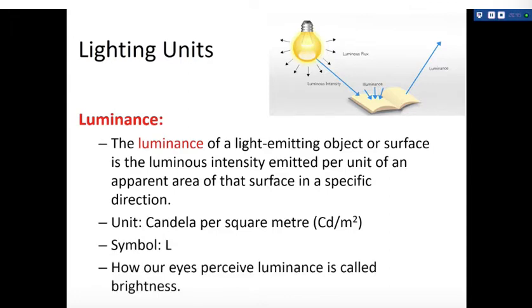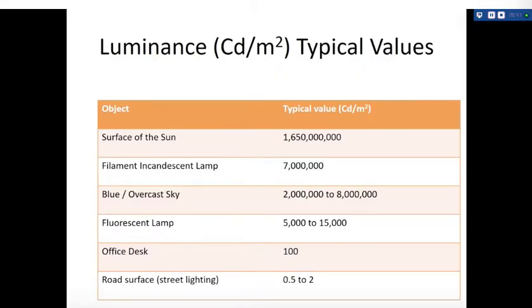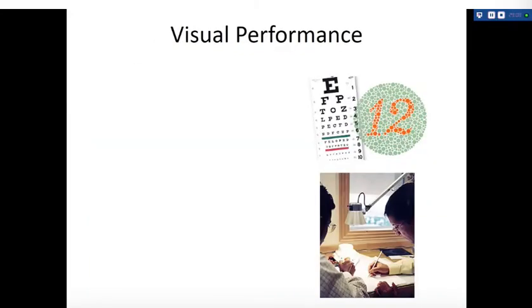Okay, and if we look at the surface of the sun, which is very, very bright, it's a very big number, 1.6 billion candelas per square metre. We come down to an office desk, which has a luminance of about 100 candelas per square metre. We come down to a road surface with street lighting, 0.5 to 2, just enough to enable us to get on with the task.